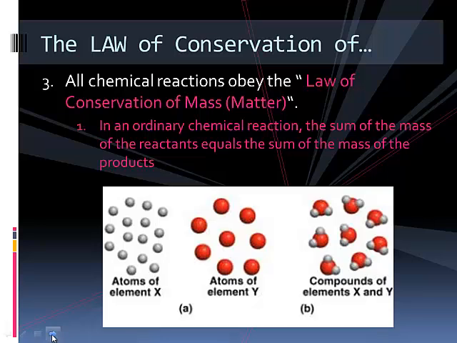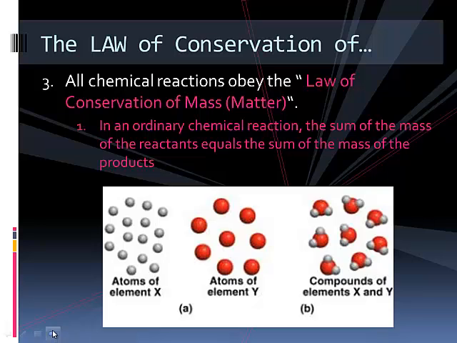Now, we're going to come back to a law, which we've said before, and that's the law of conservation of mass, or the law of conservation of matter. What that law says is that in an ordinary chemical reaction, the sum of the masses of the reactants must equal the sum of the masses of the products. In other words, matter is neither created nor destroyed, it just gets transformed from one type to another.